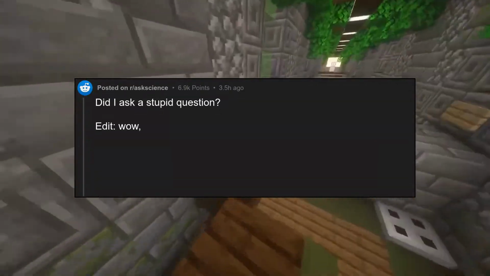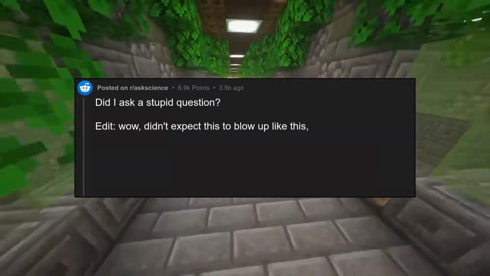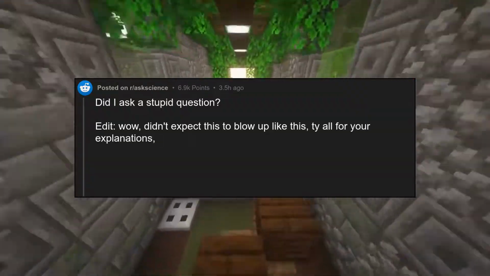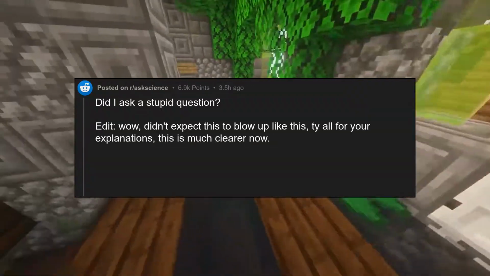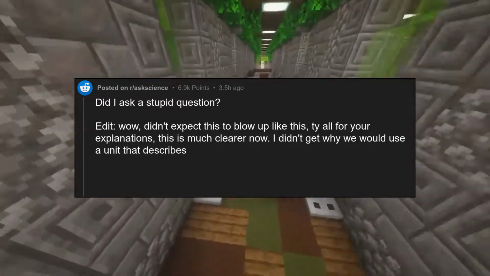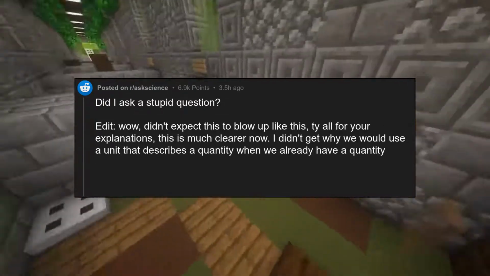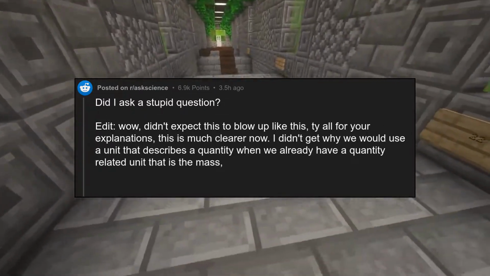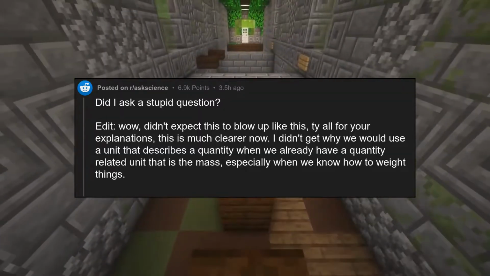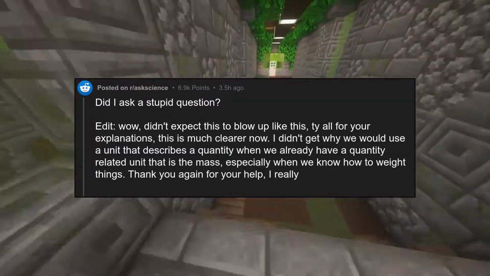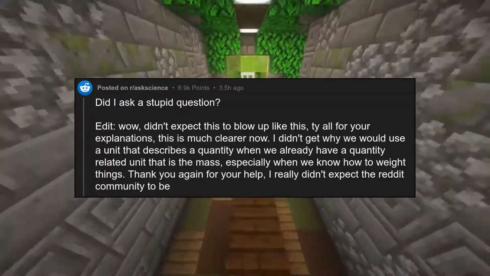Edit: Wow, didn't expect this to blow up like this. Thanks for all your explanations. This is much clearer now. I didn't get why we would use a unit that describes a quantity when we already have a quantity-related unit, that is the mass, especially when we know how to weigh things. Thank you again for your help. I really didn't expect the Reddit community to be so supportive.